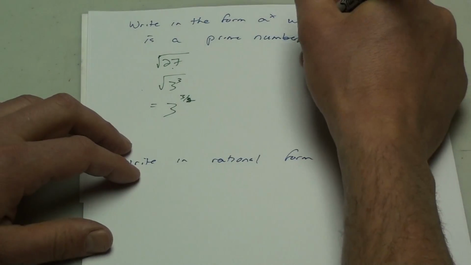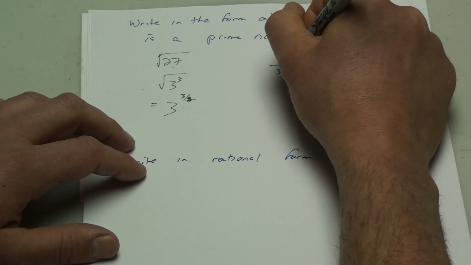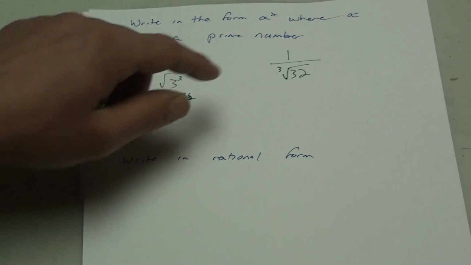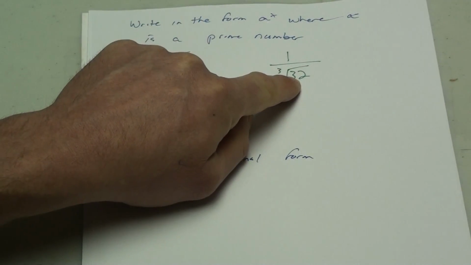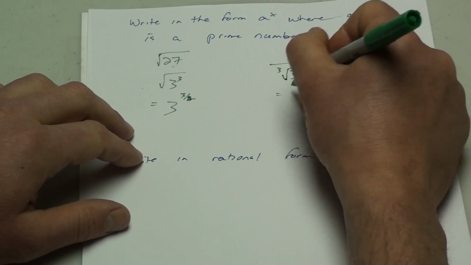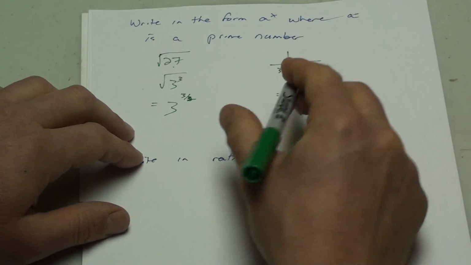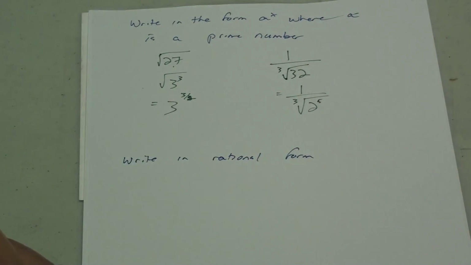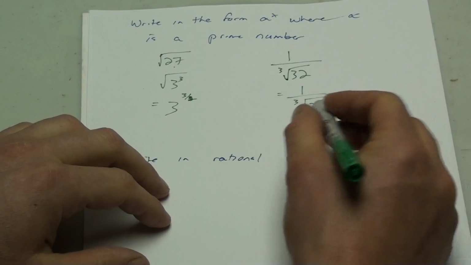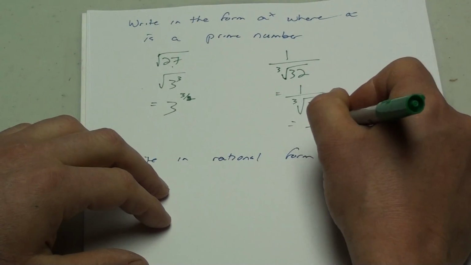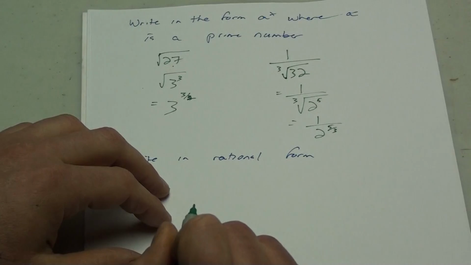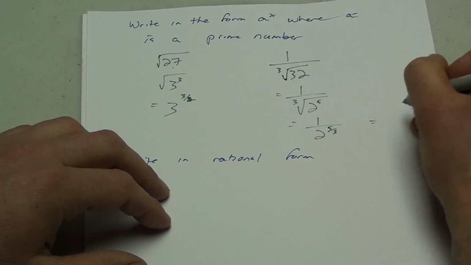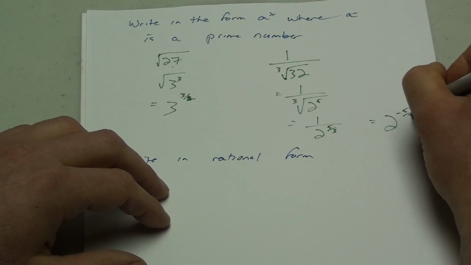If I have something like 1 over the cube root of 32, 32 is not a prime number, but I can make it base 2. So it's 1 over the cube root of 32, and 32 is 2 to the power of 5: 2 times 2 times 2 times 2, 5 times. Now I can write it as a power: 1 over 2 to the exponent of 5 over 3. Numerator, denominator. And since it's on the bottom, I can also write it as a negative exponent, negative 5 over 3.